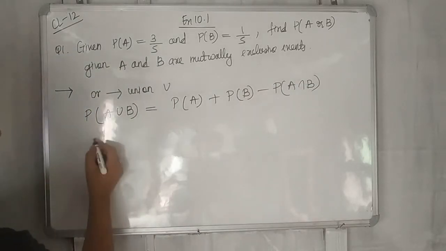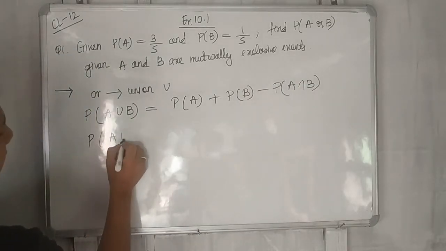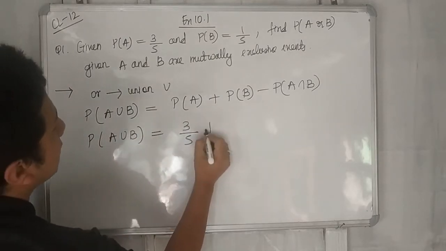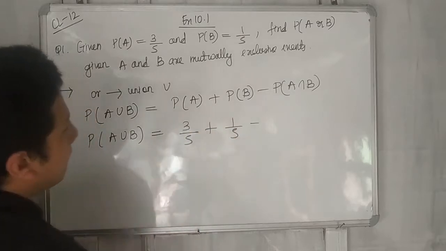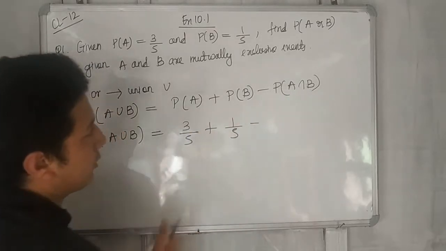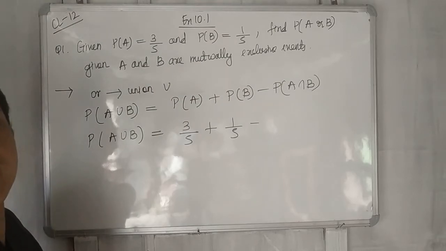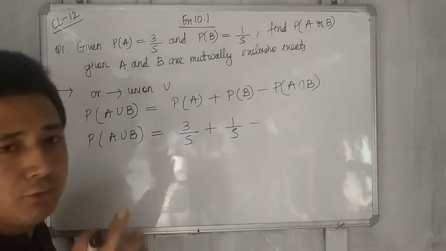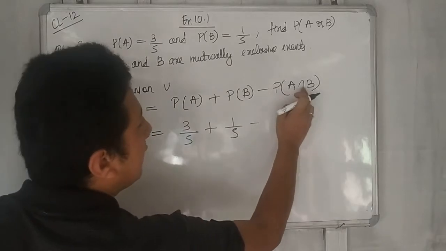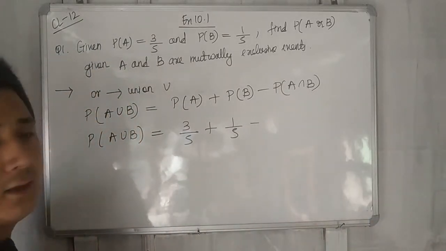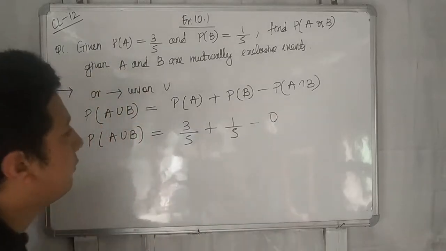Now, therefore probability of A union B is P of A, 3 by 5, plus P of B, 1 by 5, minus P of A intersection B. And A and B are what events? A and B are mutually exclusive events. So once A and B are mutually exclusive events, its intersection is what? 0, null. And probability of null events is always equal to 0. So we don't have to write it.